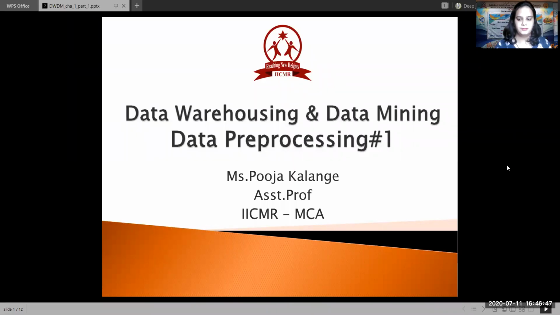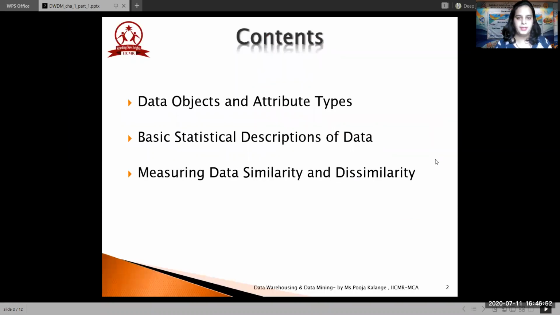Today we'll be looking at the basic concepts of Chapter 1, which is based on data pre-processing and knowing your data. So let's get started. In today's lecture, we are going to study what data objects and attribute types are. Then we are going to see the basic statistical description of the data. Then we'll see what measuring data similarity and dissimilarity is.